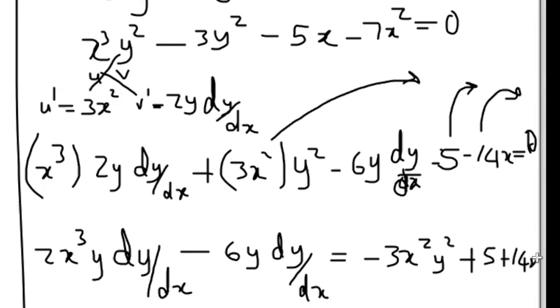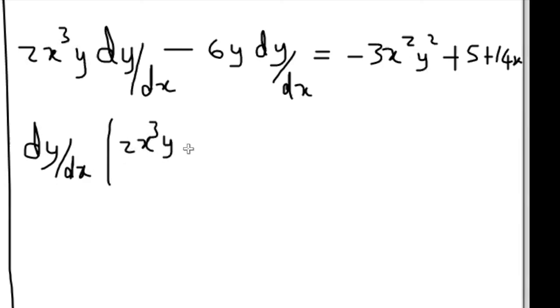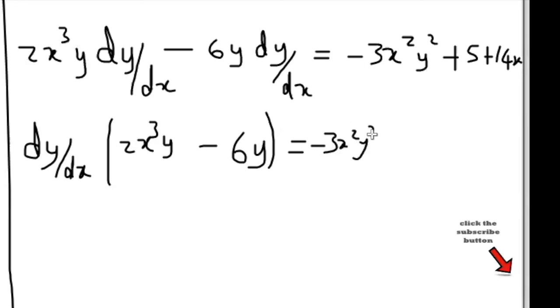The next step, I am going to go ahead and factor out dy over dx. So when I factor out dy over dx, I'm left with 2x cubed y minus 6y is equal to minus 3x squared y squared plus 5 plus 14x.